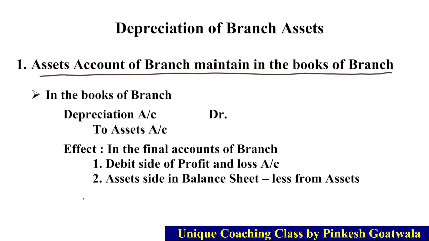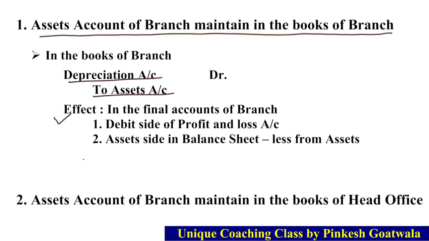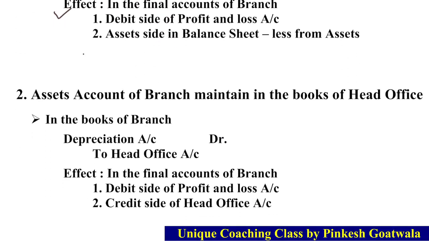So here we have to just write the basic journal, that is depreciation to asset. Okay, depreciation to asset, and we also know its effect. Important point here is this: and also in a question, how do you come to know that there is a journal about the first point or second point?